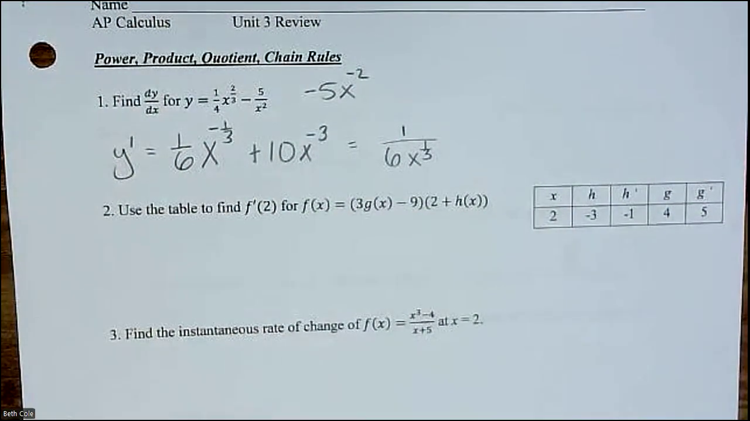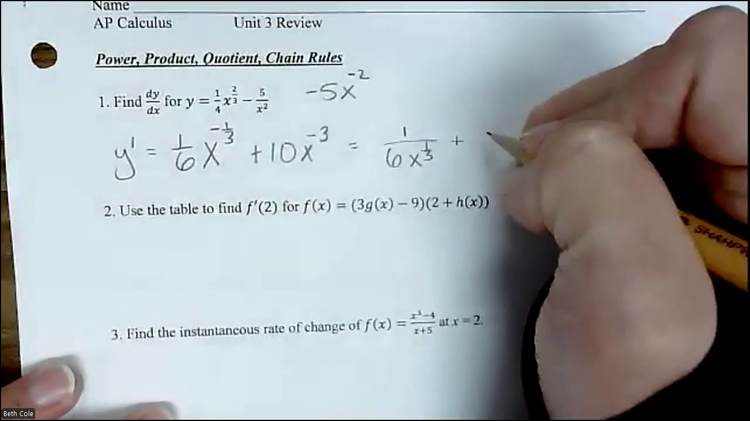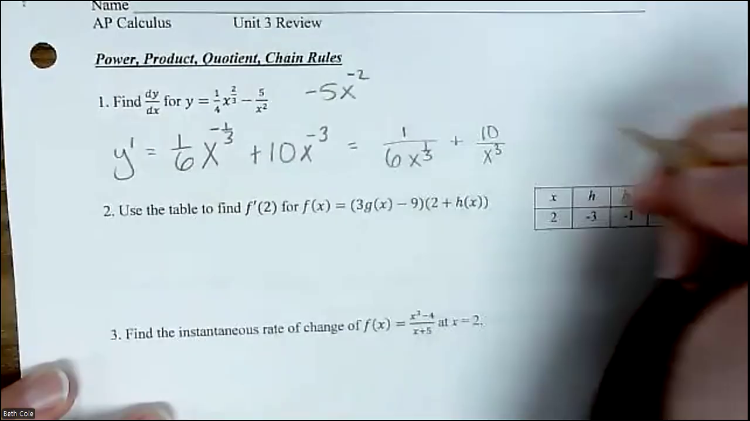Again, once you do the problem, you're just matching your answer to A, B, C, or D. You're just picking which one matches what you got. And then how would you rewrite this one? It would be plus what? Yeah, 10 over x to the third. So that's how that one's going to look.